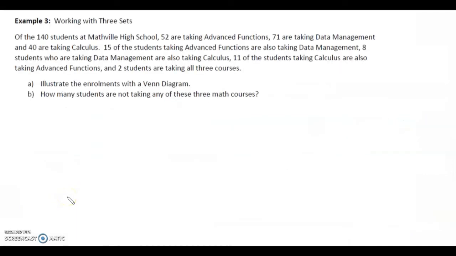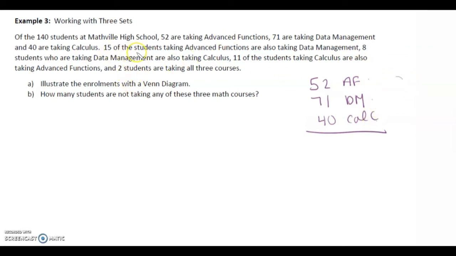All right, example 3, working with 3 sets. Of the 140 students at Maxville High School, I'm going to list these. 52 are taking advanced functions, 71 are taking data management, and 40 are taking calculus. Those are all individual, so I like to separate these and write them in order. All of these are just individual stats for the full circle.